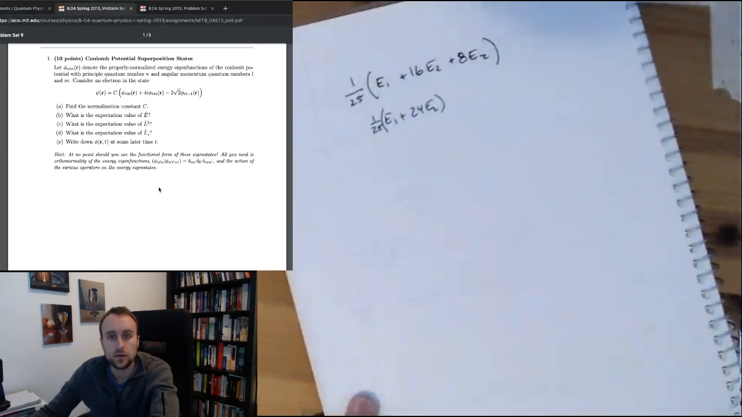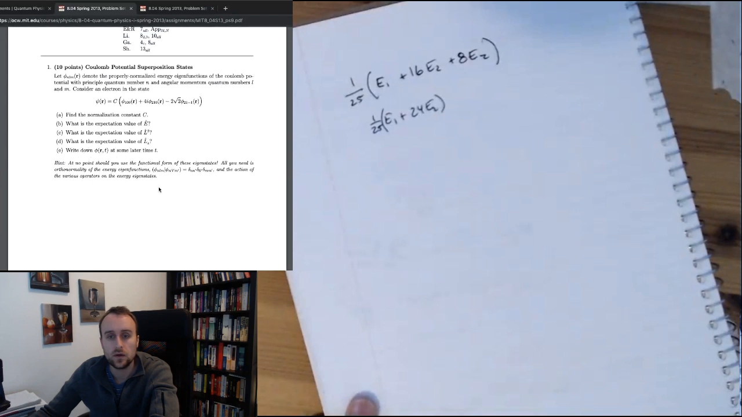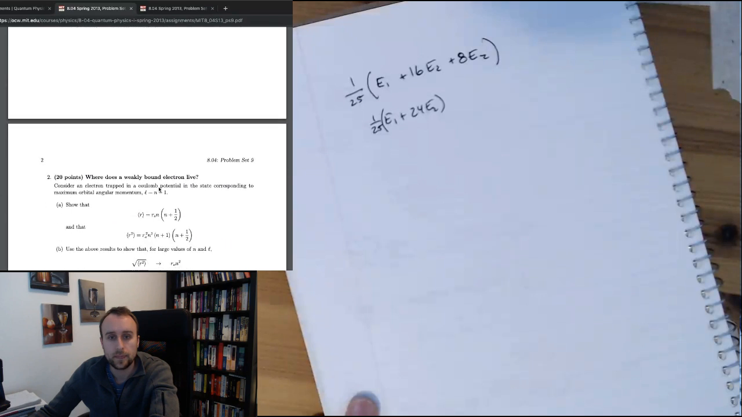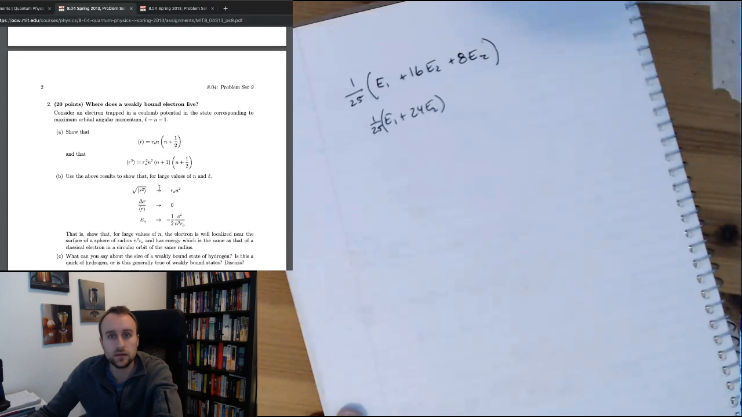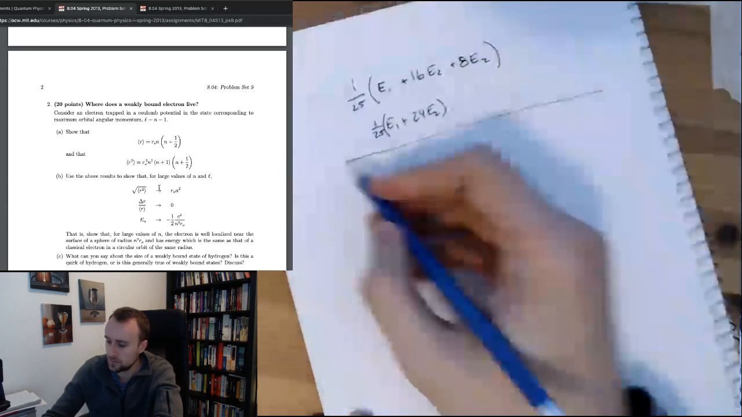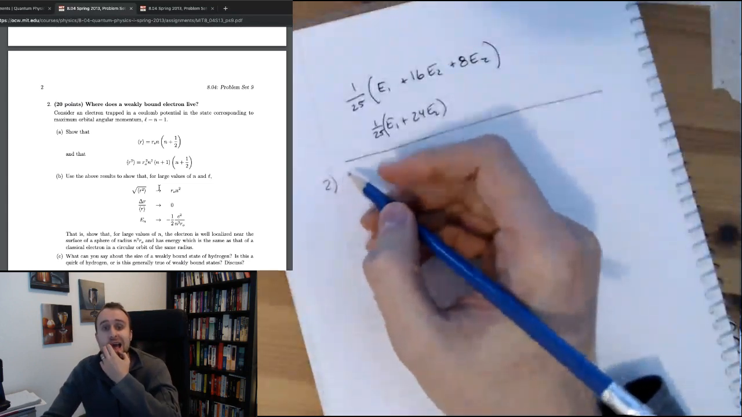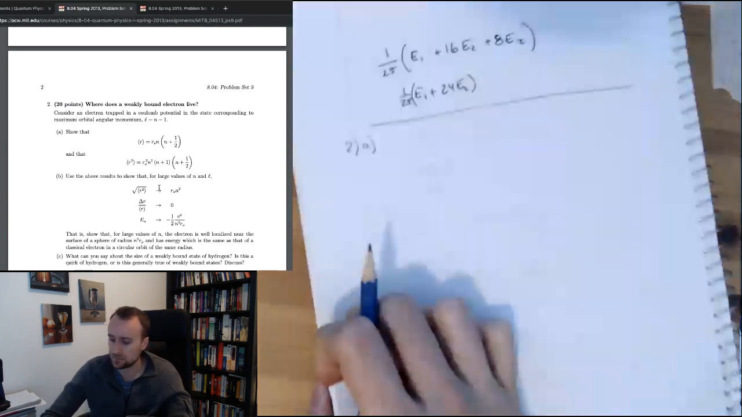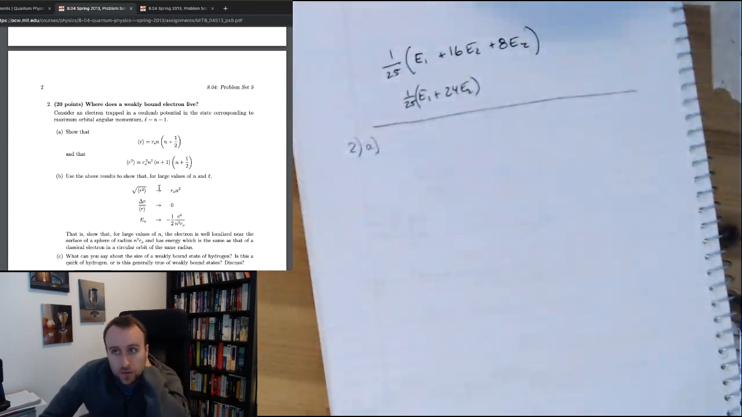All right. Let's... where does a weakly bound electron live? Question 2. A. Show that r, the expectation value in spherical coordinates, I guess.